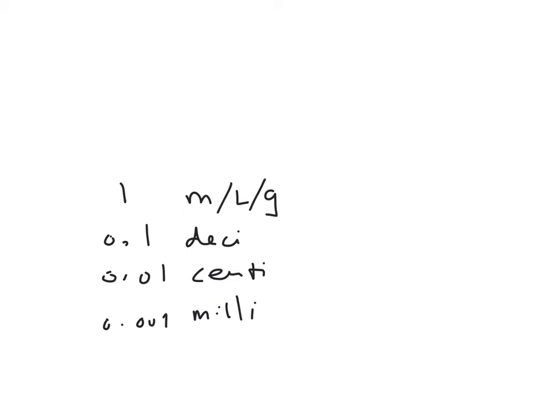So that's getting smaller. I can go up too. If I have a decagram or a decaliter or a decameter, I have 10 meters, liters, or grams. If I have a hectometer, hectoliter, or hectogram, I have 100 meters, liters, or grams. And if I have a kilometer or a kiloliter or a kilogram, I have 1,000 meters, liters, or grams.